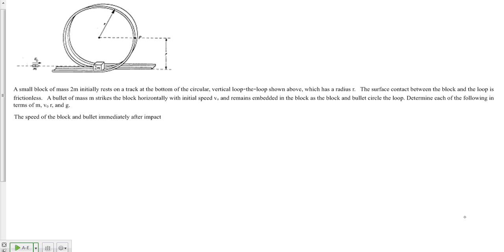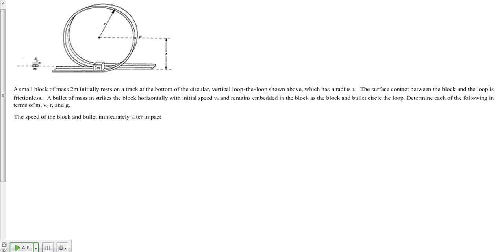Hard to solve. A small block of mass 2m, and it's algebraic too, which adds a little level of fun. Initially, it rests on the track at the bottom of a circular vertical loop-the-loop at the radius r. The surface between the block and the loop is frictionless, yay. The bullet strikes the mass m horizontally with the speed v naught and remains embedded in the block.